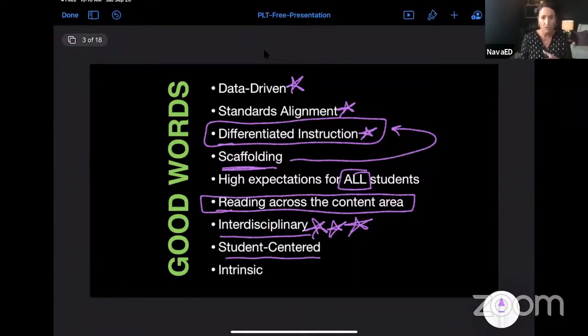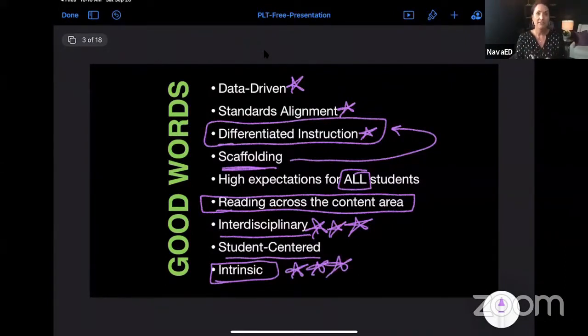Student-centered, of course, helping students to be a part of the planning of instruction. In cooperative learning, students should be part of not just the planning process, but they should have some accountability within their cooperative learning groups. You've got to let the kids in on what's going on and allow them to facilitate instruction, activities, things like that. And then, of course, all of this should be intrinsically motivated.